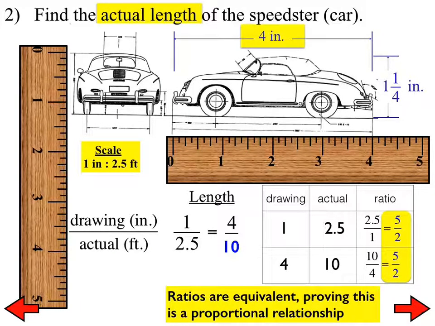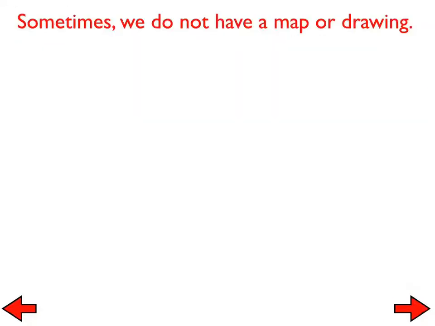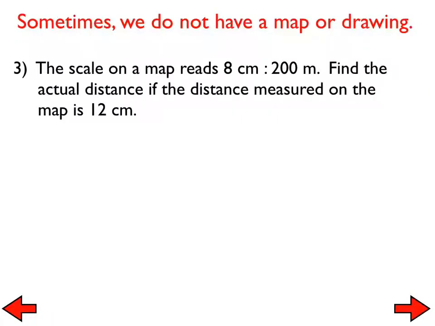So sometimes we have a map, sometimes we have a drawing, and sometimes we have nothing other than a word problem, like number 3. The scale on a map reads 8 centimeters to 200 meters. Find the actual distance if the distance measured on the map is 12 centimeters. I'm going to let you try and figure that one out. The scale on a map reads 8 centimeters is the same as 200 meters of actual distance. So find the actual distance if the distance measured on the map is 12 centimeters.